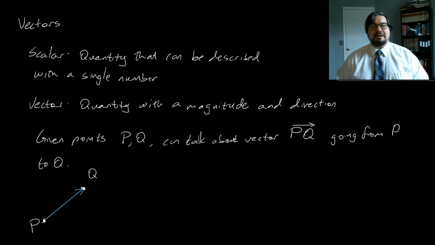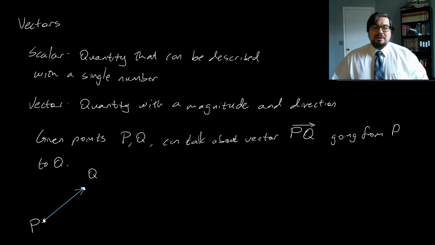So you'll notice that this quantity, this vector here, has two components to it. It has a magnitude, which is measured by the length of the arrow, and it has a direction, which is indicated by which direction the arrow is pointing. We can think of vectors as being directed line segments. So this is the segment from P to Q with a direction chosen here.